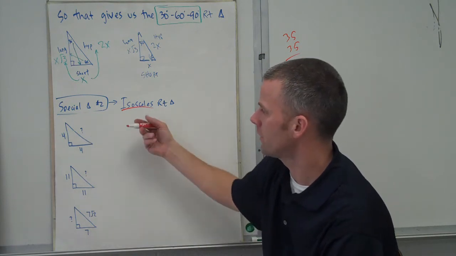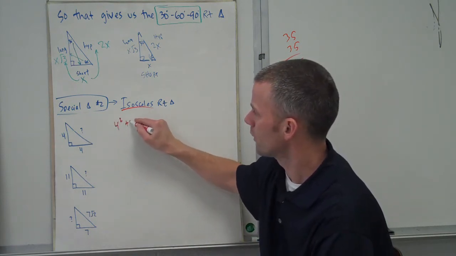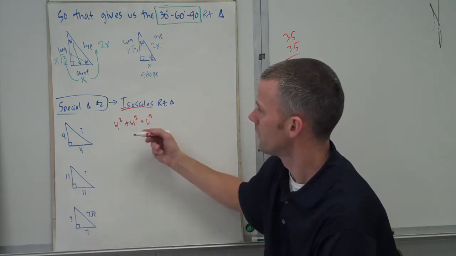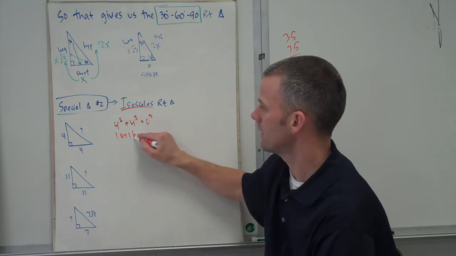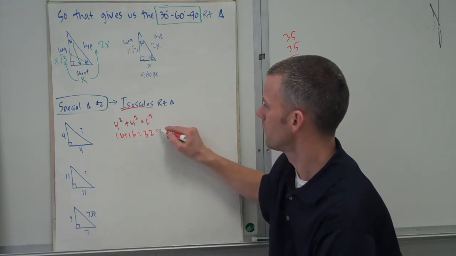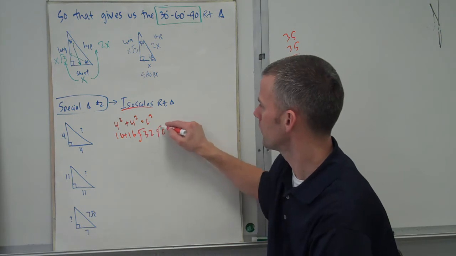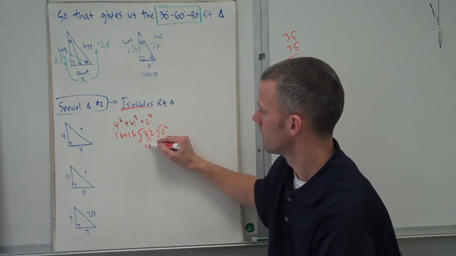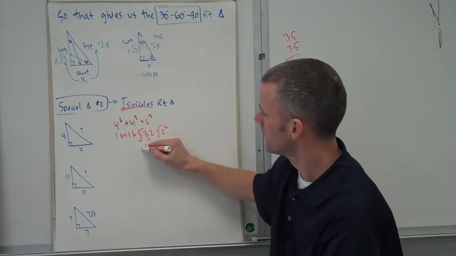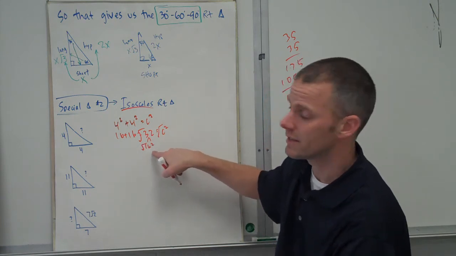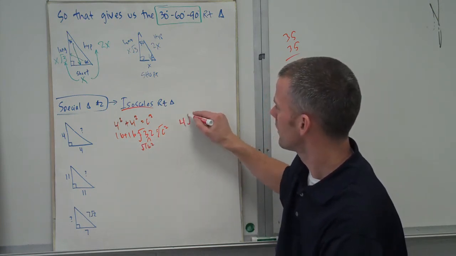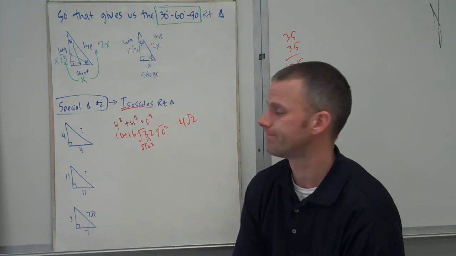If I want to find the hypotenuse, 4 squared plus 4 squared. So that's 16 and 16, which is 32. Take the square root. Simplify. 16 times 2. That's 4 radical 2.